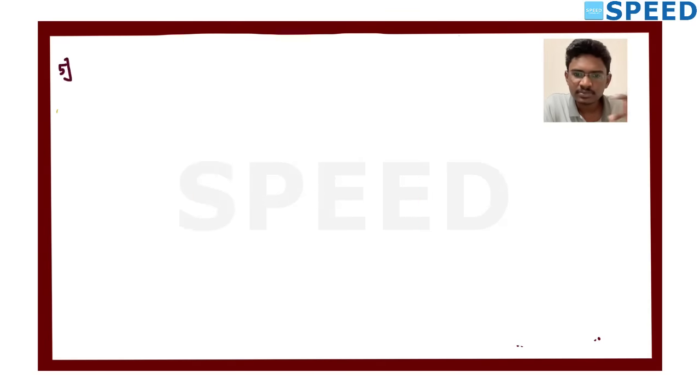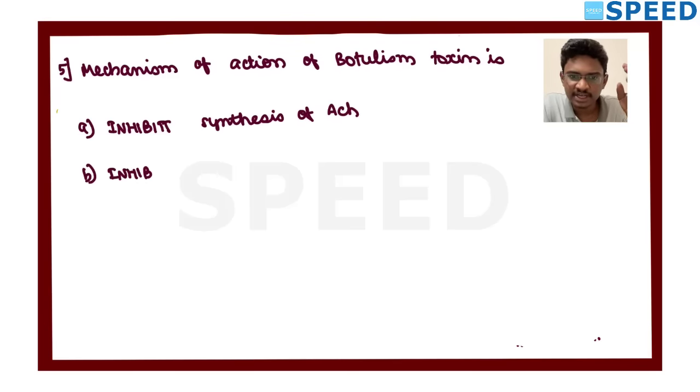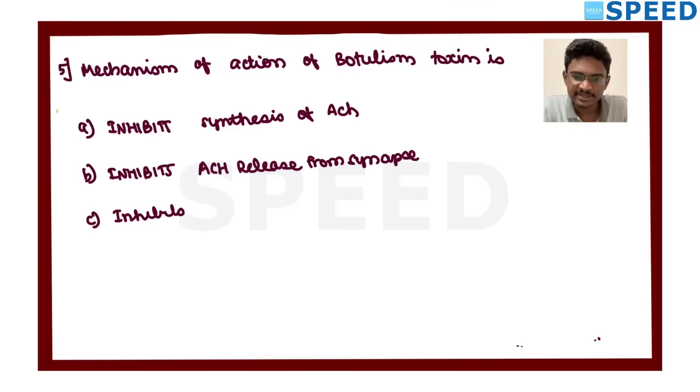Next, the mechanism of action of botulinum toxin is: A, what is it doing with respect to acetylcholine in the synapse? Is it inhibiting the release? Is it inhibiting the receptors, the acetylcholine receptor? Okay, so actually what happens?